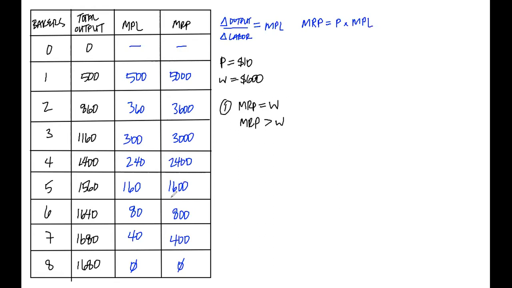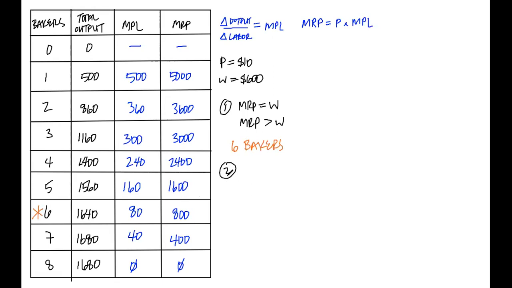So we can see that producing up to this point occurs at worker number 6. So we know that the manager should employ 6 bakers because of this idea of profit maximization and looking at the margin.